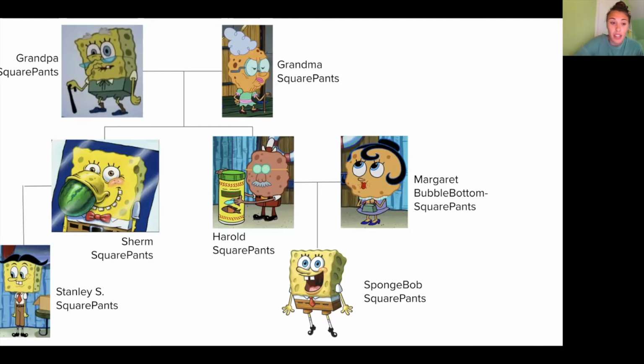So we see the two grandparents had SpongeBob's dad, Harold, and then SpongeBob's mom was married in. And then also SpongeBob's grandparents had another son, Sherm, who had Stanley SquarePants, which is SpongeBob's cousin. And we're not given any information on the mother of that. So we're just going to kind of assume some things when we're determining the modes of inheritance.